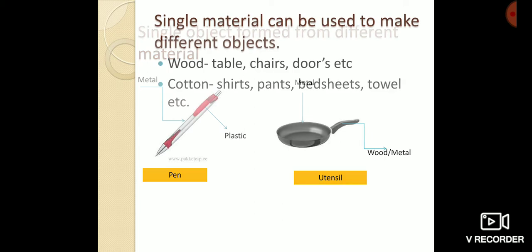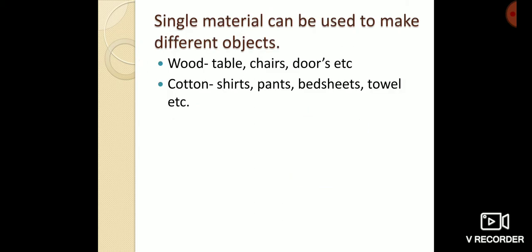Okay. It is also important to note that a single material can be used to make different objects. For example, from wood we produce things such as tables, chairs, doors, wardrobes, etc. And from cotton we produce things such as shirts, pants, bed sheets, towels, etc.